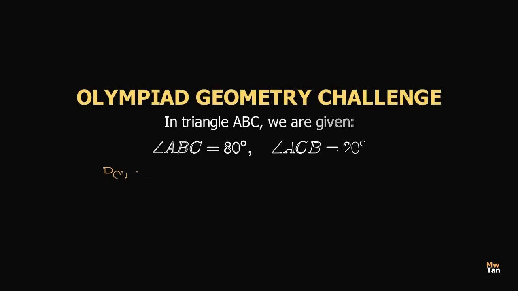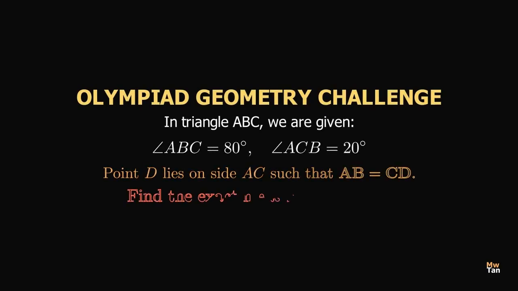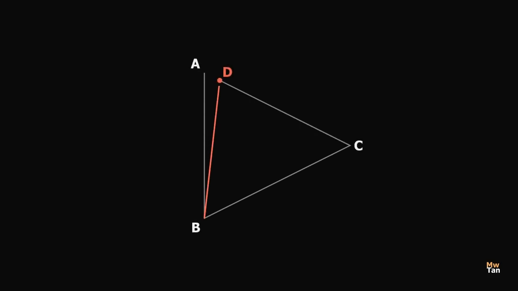90 degrees, 80 degrees, 20 degrees. 3 numbers, 1 triangle, nothing scary yet. Then someone draws 1 extra segment and asks for 1 more angle. And suddenly this easy triangle problem has eaten students for breakfast for over 80 years.